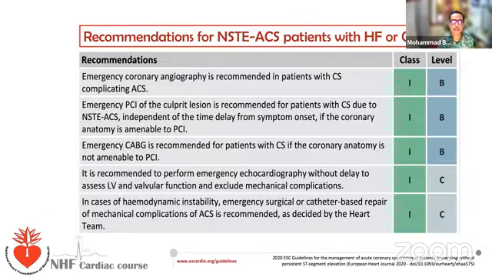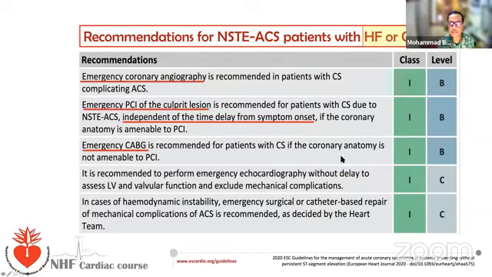So this is the same thing. Now, a patient with heart failure and non-STEMI, or a patient with cardiogenic shock. A patient who comes with heart failure and cardiogenic shock: emergency coronary angiogram is recommended, with emergency PCI of the culprit lesion, independent of the time delay of symptom onset. That's important.